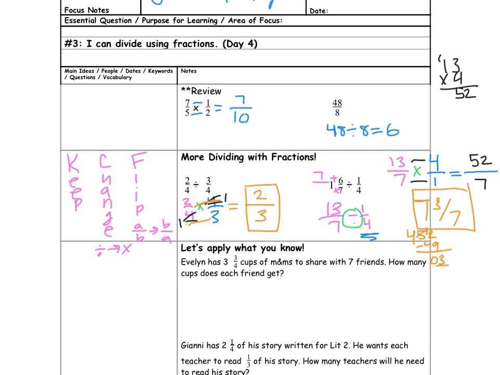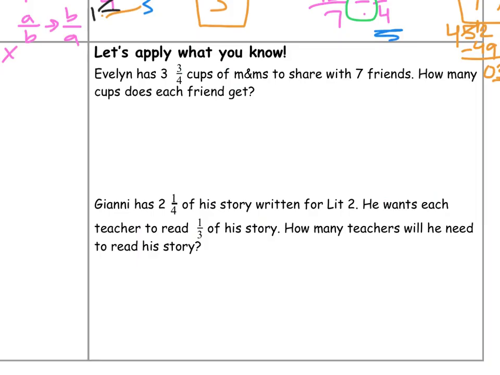All right, now let's move on to some application problems. Evelyn has 3 3/4 cups of M&Ms. She wants to share with 7 friends. How many cups does each friend get? Let's think about what the problem is asking us. We have 7 friends, and we need to split all of these M&Ms. So let's start with our friends. So we have 7 friends, and we need to split 3 3/4 cups to figure out how many cups each friend gets.